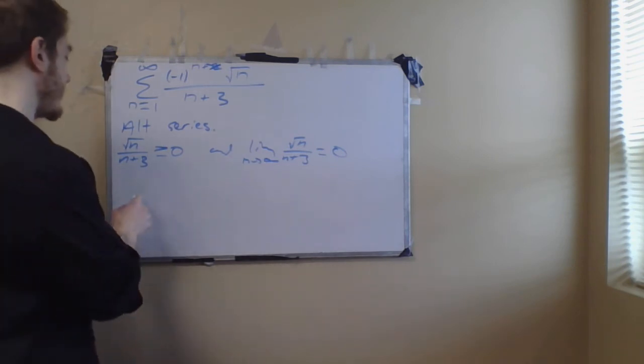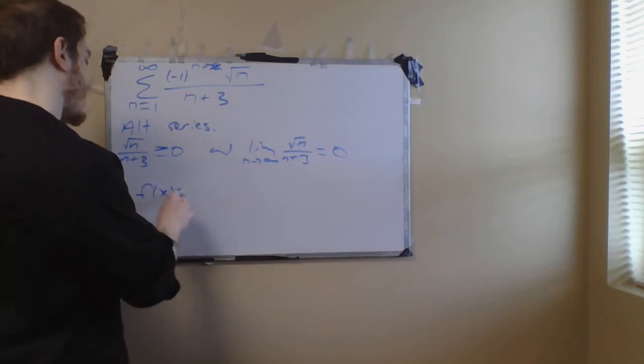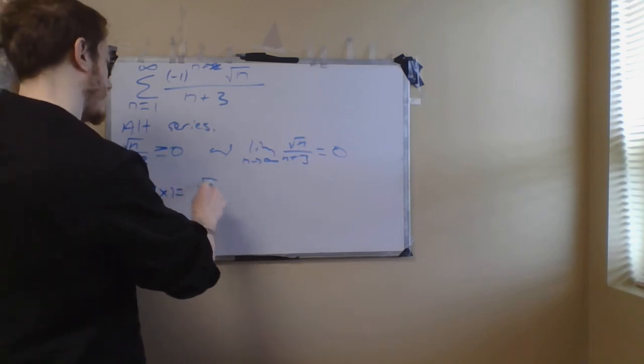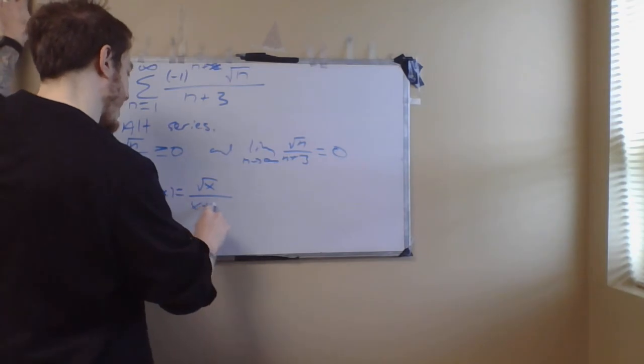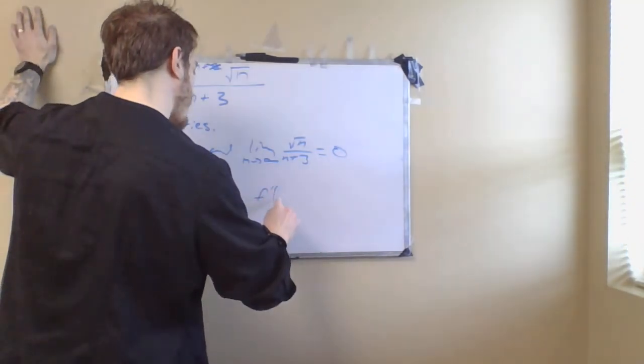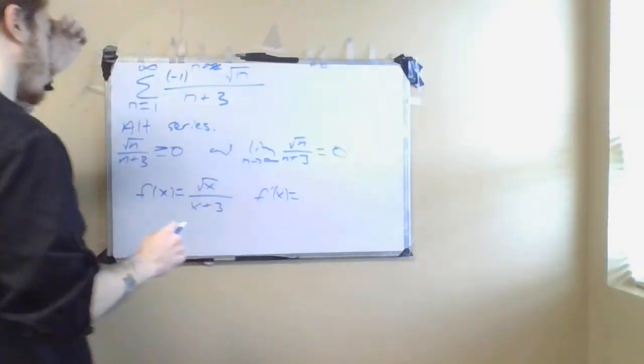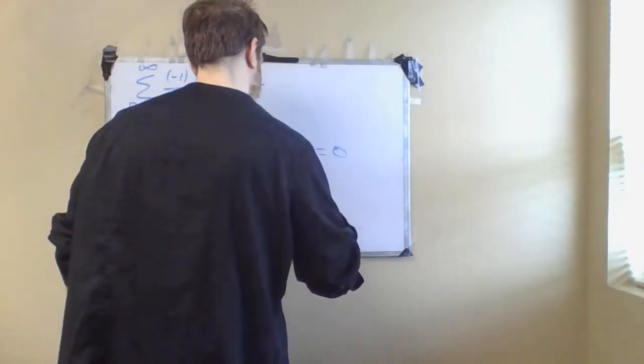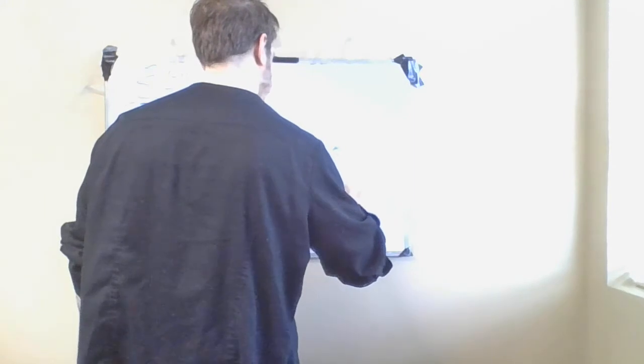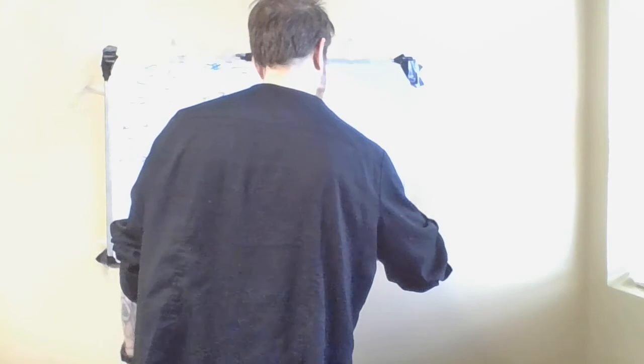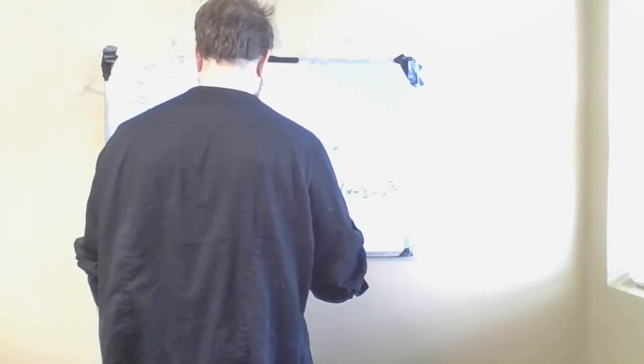And the way that we can see this is to think about f of x equals the square root of x divided by x plus 3. Then f prime of x is going to be equal to (1/2 x^(-1/2) times (x plus 3) minus x^(1/2)) divided by (x plus 3) squared.